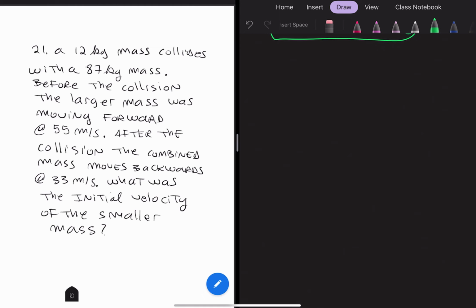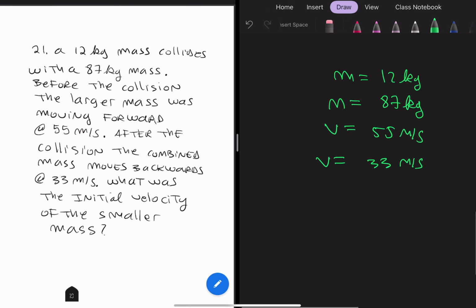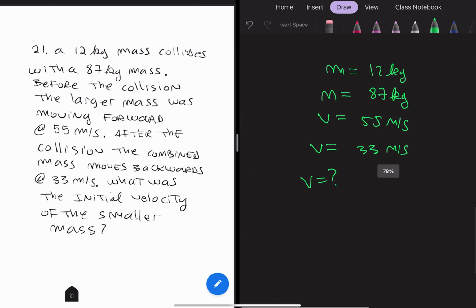Alright, so let's write down the givens. There's a 12 kilograms, that's mass. And there's a 87 kilograms, that's another mass. And then there's a 55 meters per second, that's a velocity. And there's a 33 meters per second, that's another velocity. And we're trying to get another velocity. So let's just see what's happening here.